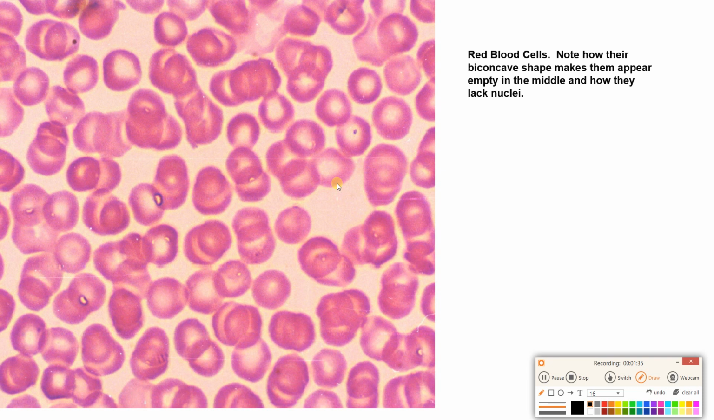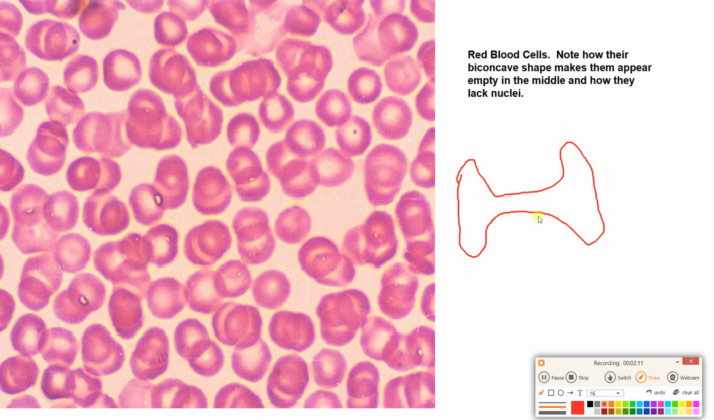If I look at a red blood cell, like just this one for example, notice how it looks like it's empty in the middle. This one looks like it has a hole in the middle. They're not empty in the middle. If we looked at one from the side, it would look kind of like this, where it's skinny in the middle. And this skinniness in the middle is what gives it this kind of donut-shaped appearance under the microscope.